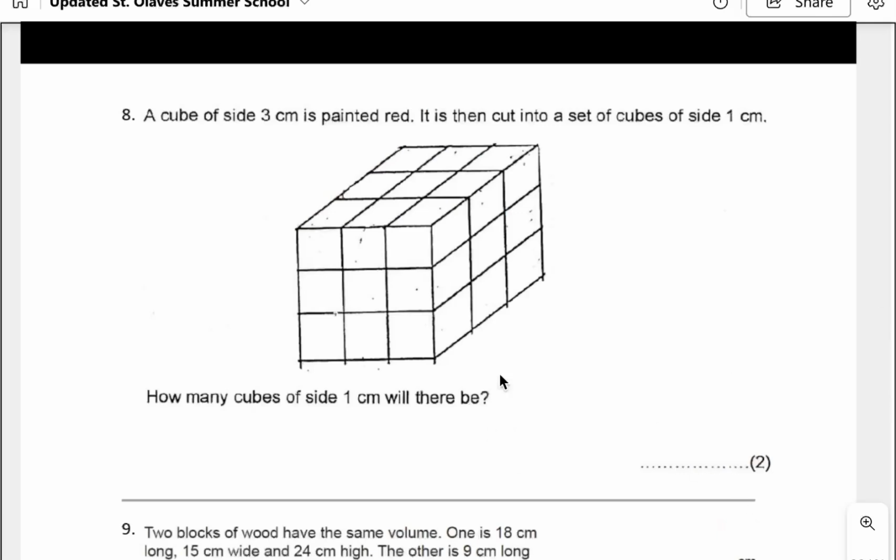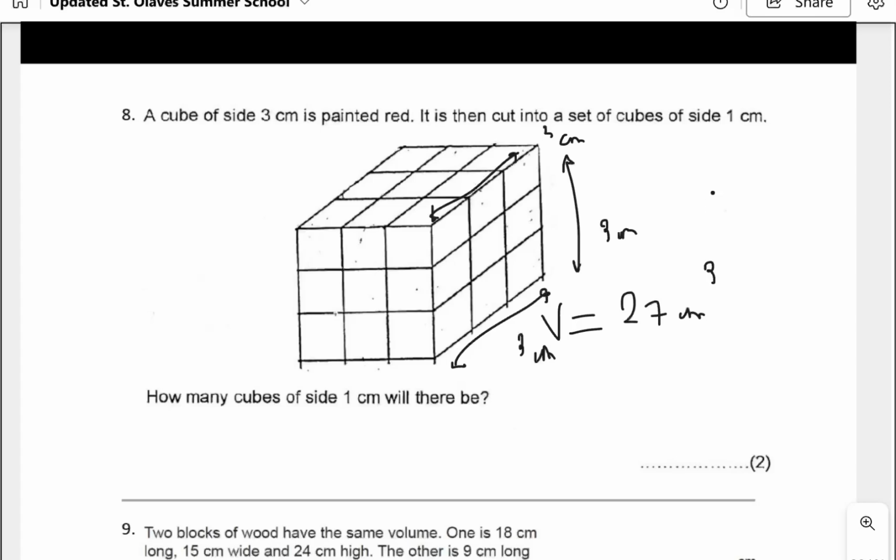So the diagram is helping us here that this is a cube of side 3 centimeters. And so if this is 3 centimeters, that means this is also 3 centimeters. So it's a cube, which is a very important piece of information, and then this is 3 centimeters as well. So 3 cubed, the volume, is equal to 27 centimeters cubed. And if we have to figure out how many 1 centimeter cubes fit in that, the volume of that is equal to 1 times 1 times 1, which is equal to 1 centimeter cubed.